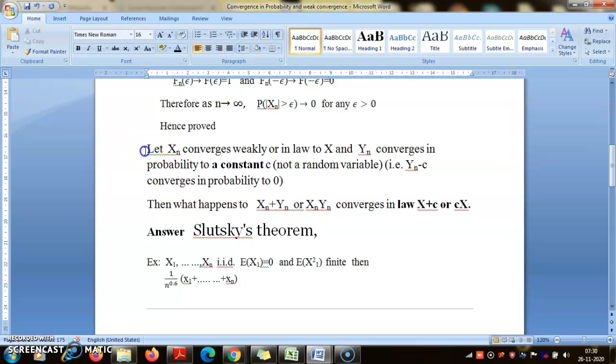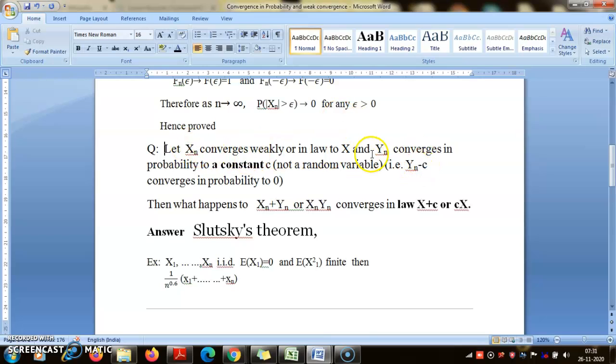Now the next question in this context related to convergence is this. Suppose Xn is converging weakly to X, and Yn is another random variable on the same space which is converging in probability to a constant c. Convergence in probability to a constant means, as we have discussed, that Yn minus c converges in probability to 0. So instead of Xn, you imagine Yn minus c: probability mod Yn minus c greater than epsilon going to 0.